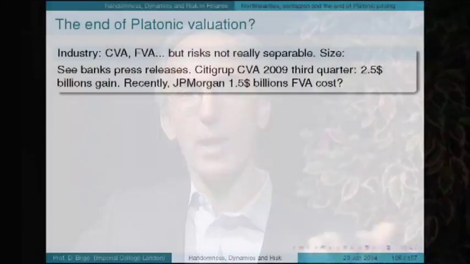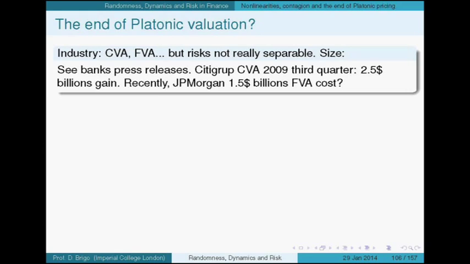That this is a relevant problem, you can see already from the financial statements of mainstream banks. Citigroup, for example, had a benefit from the valuation adjustment for credit risk, the debit valuation adjustment in this case, of 2.5 billion in 2009. More recently, JP Morgan declared a loss of 1.5 billion due to funding costs in January of this year, 2014. So these are relevant problems. We're not talking about purely theoretical issues.